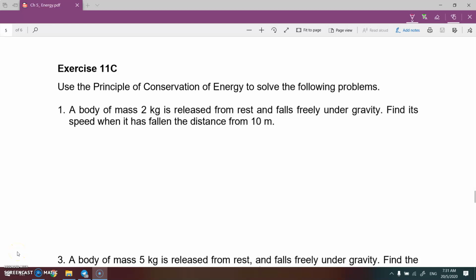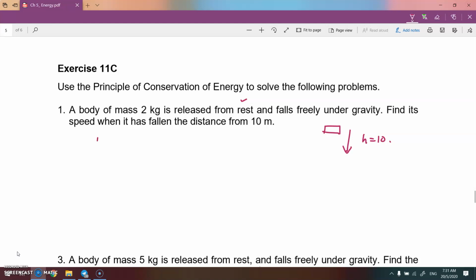Okay, principle of conservation of energy exercise. Question number 1. A body of mass 2 kg is released from rest and falls freely under gravity. So it means we have an object and then it falls down with a distance of 10.